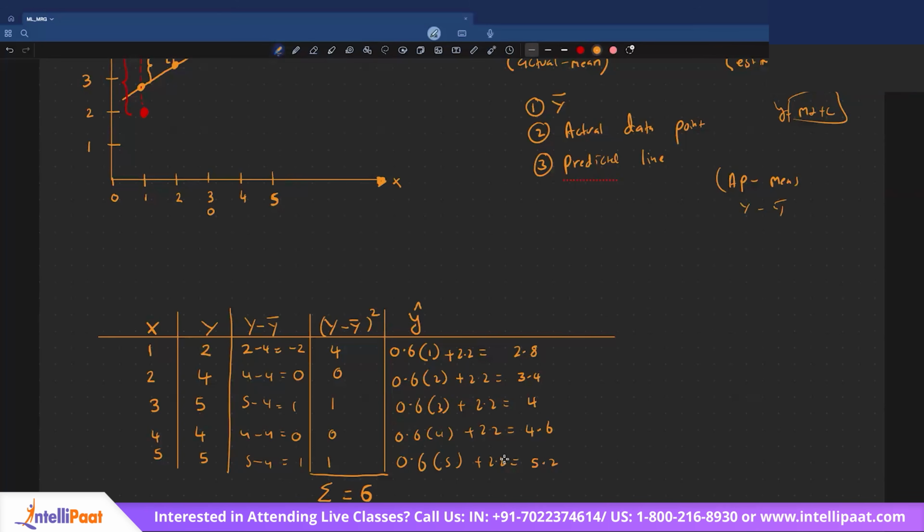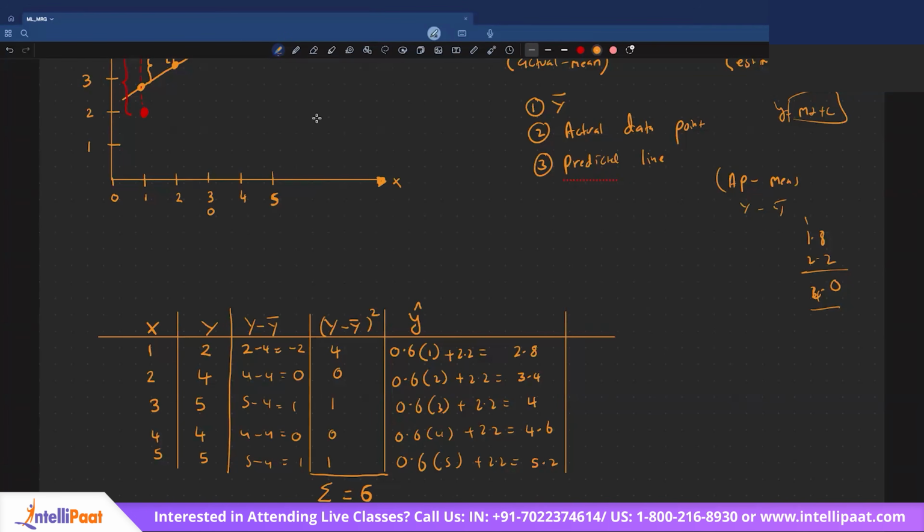Is it correct? Is my y hat prediction correct? 2.8, 3.4, 4, 4.6 and 5.2. Correct? Okay, good. Did you all understand what is y hat? Y hat is the estimated data point. Using the equation only we calculate the estimated value, correct?